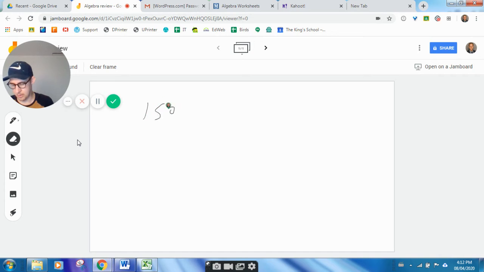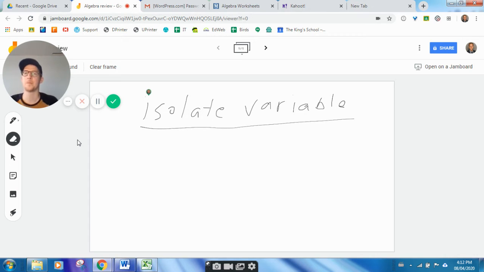Okay, let's clear that away. The next thing I want to talk to you guys about is isolating the variable. What does it mean to isolate the variable? I want you to write down what you think it means to isolate the variable. Okay, so what it means to isolate a variable is it means to separate it and have it on one side of the equation, on one side of the equals sign, and have all the numbers on the other side of the equal sign.